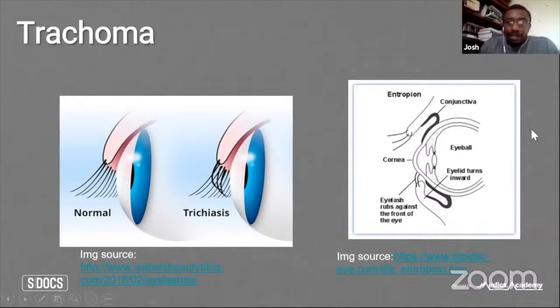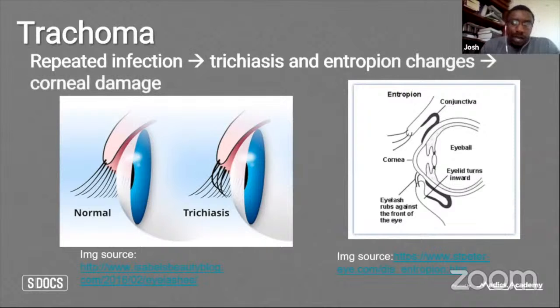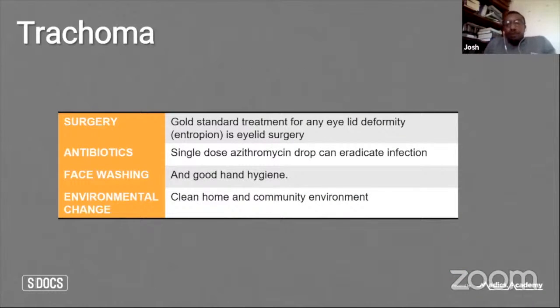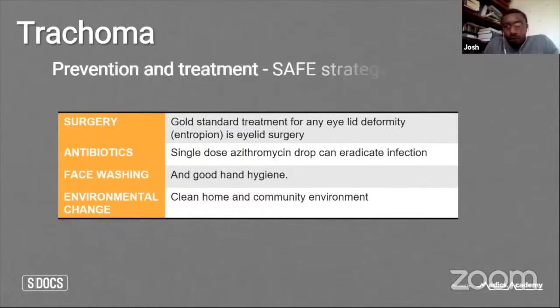And once you start to affect and damage the cornea, it's going to affect transparency of the cornea. Once it starts to scar up, that's going to really affect sight. So as I mentioned, repeated infection leads to trichiasis and entropion, which leads to corneal damage. So we prevent and treat trachoma with this safe strategy. That's what global health interventions revolve around.